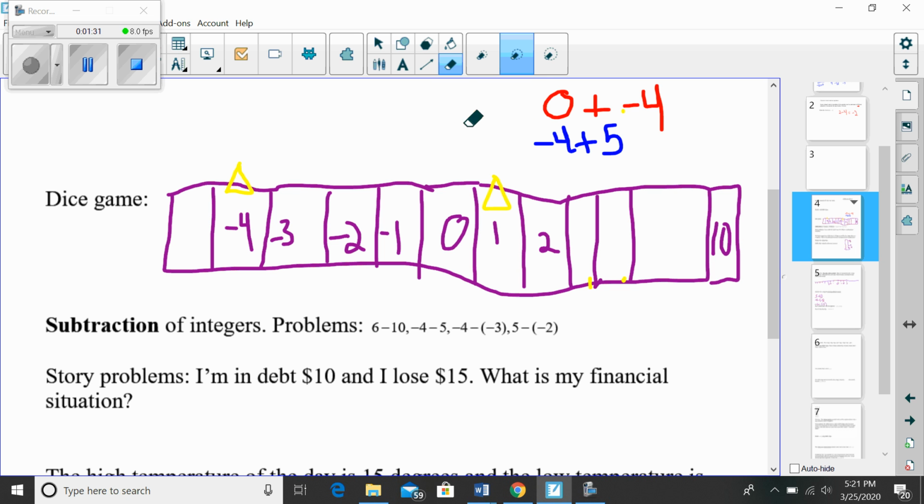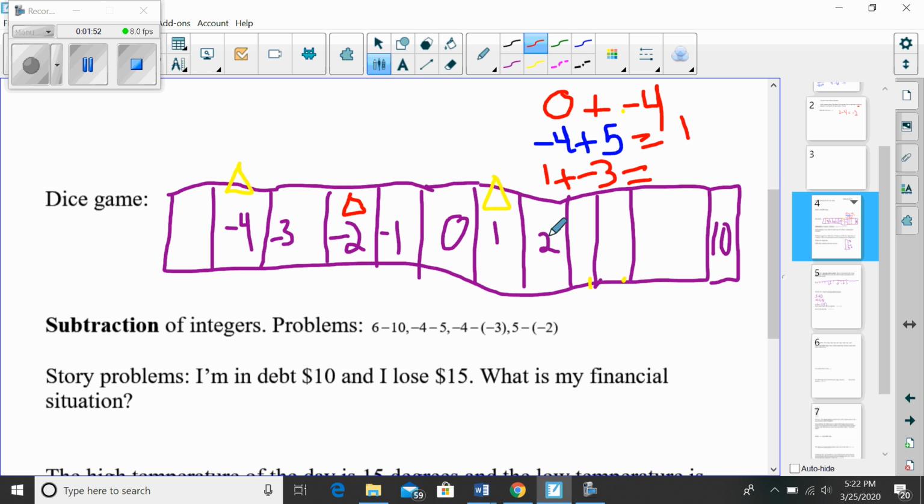All right, then it's the negative person's turn again. So the answer here is 1. The negative person goes, say they roll a 3. And so then the result would be 3 back this way, so 1 plus -3 is -2. It's one of those games that can go on for a while because often you'll oscillate around the middle.